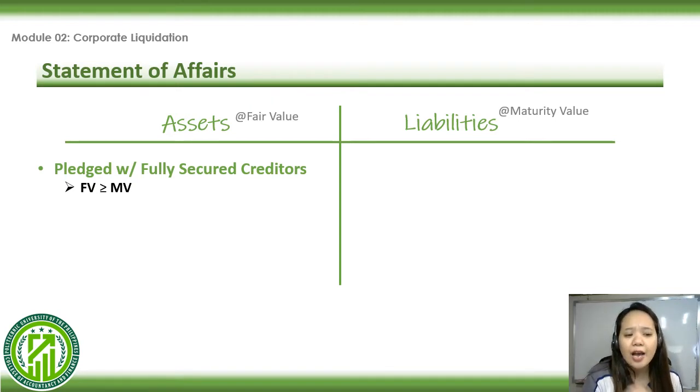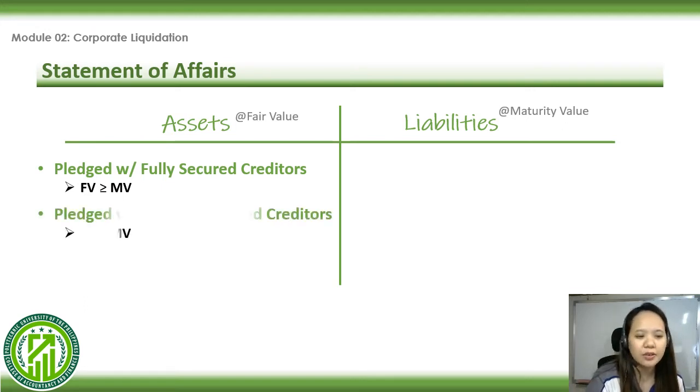Ano na siya? First classification, assets pledged with fully secured creditors. Meaning, ito yung mga assets mo na nakaprenda, na naka-collateral against certain liabilities. Tapos, it's pledged with fully secured creditors kasi yung fair value ng assets, kayang-kaya niyang i-cover yung maturity value ng relevant liabilities mo. So, bayad na bayad si creditor mo.